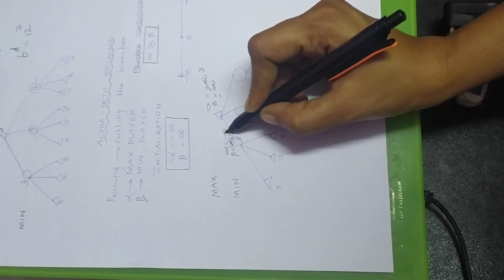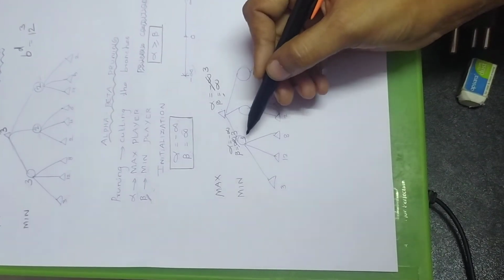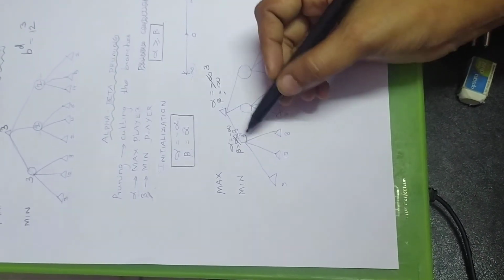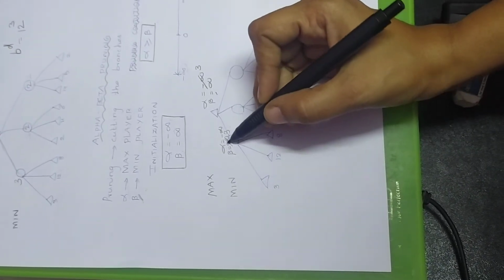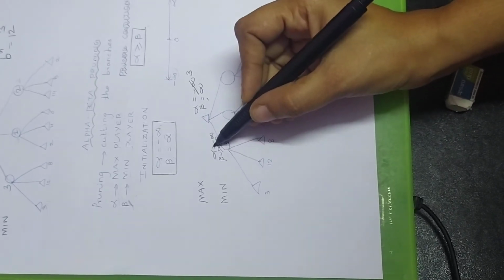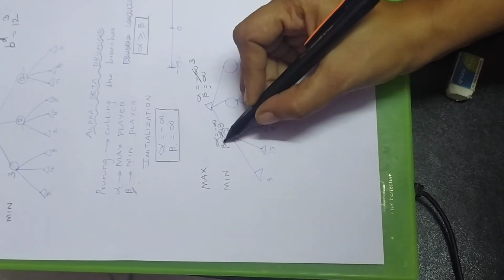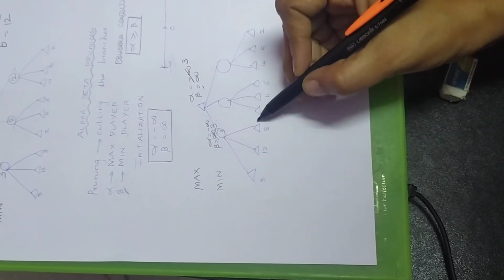Alpha is equal to minus infinity, beta is equal to infinity. Okay, so here when we consider this, the choice of minimum player, during that time the value of beta gets changed, but alpha is not changed. So therefore in beta, the child node, there are 3 children here.